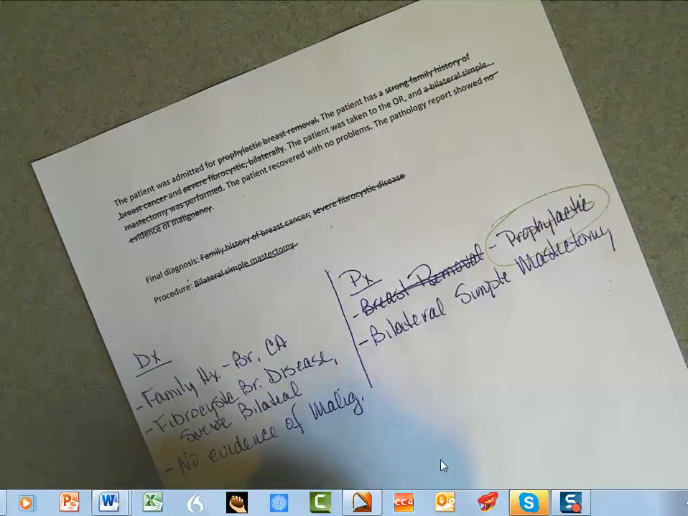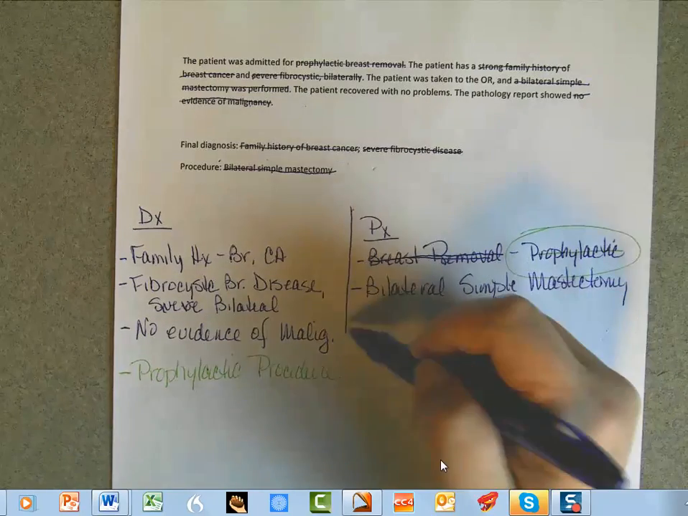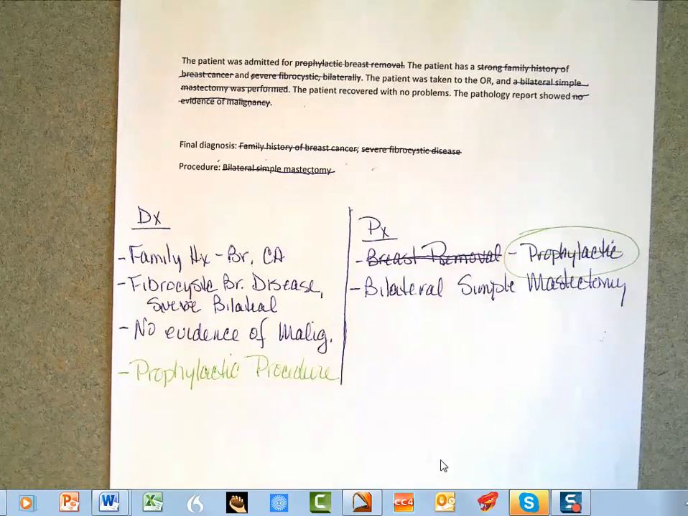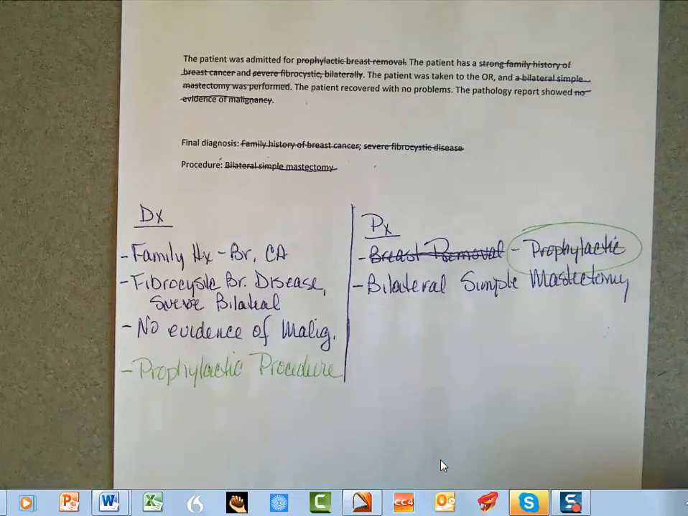Prophylactic procedure. Now that's going to come into play in a few minutes, and that's going to be pretty important because now we have to pick out our principal diagnosis. And if we talk about our principal diagnosis, what is our definition? Our definition of principal diagnosis is the condition that's been established after study to be the reason that the patient was admitted to the hospital for care.